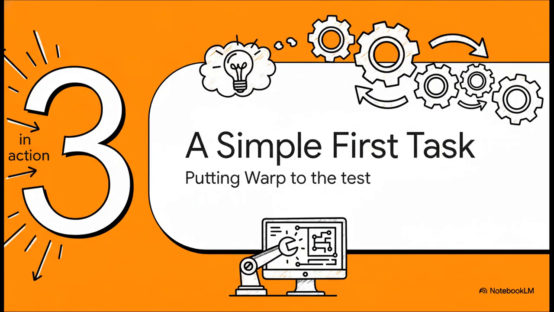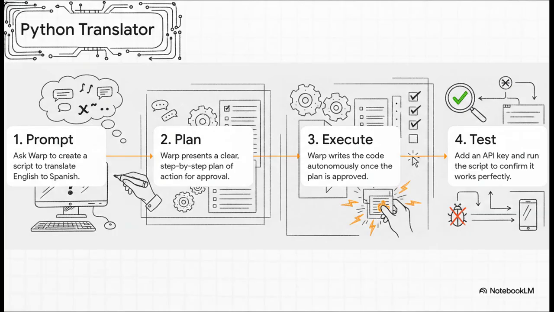All right, that's enough theory. Let's actually see this thing in action, right? We're going to start with a pretty straightforward task, just to get a feel for that core prompt, plan, execute loop. So let's say we want to build a simple Python translator.